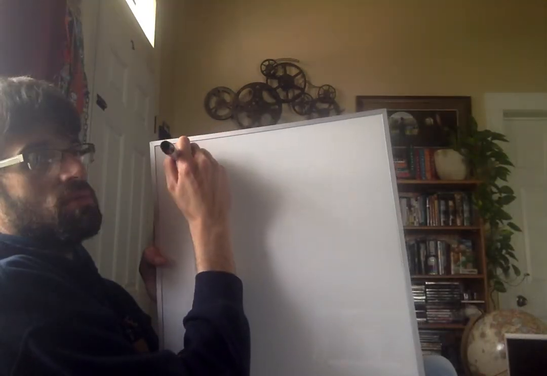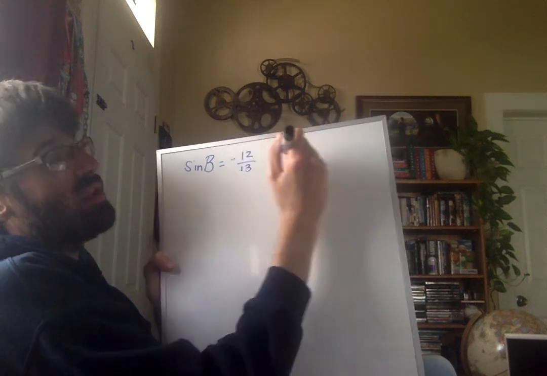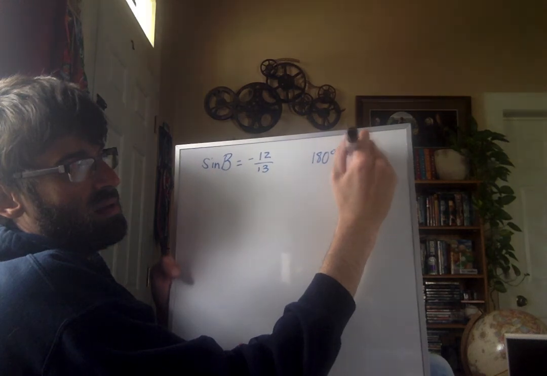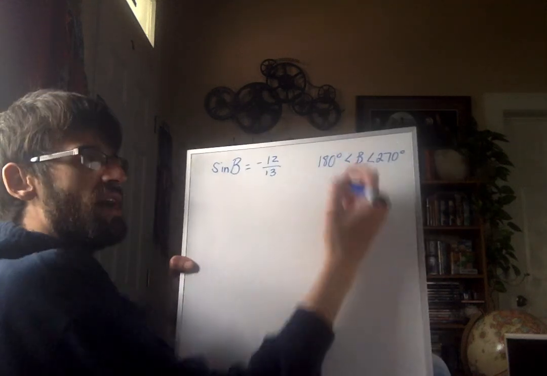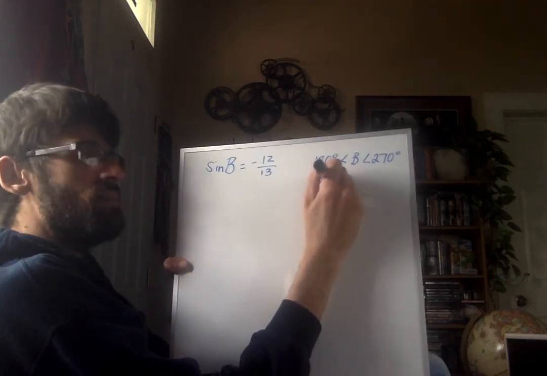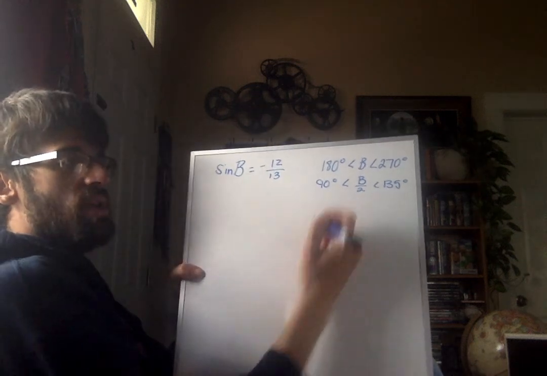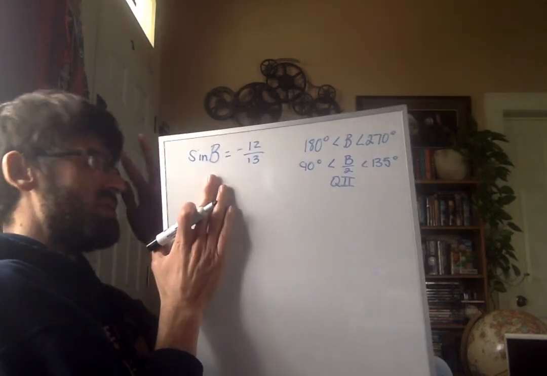Now, the next one is if sine of A equals negative 12/13. Let's go with B. And B is between 180 and 270. Well, when I go to find B over 2, or half that angle, it's going to lie between 90 and 135. So I know this is in quadrant 2. Now, the next thing I know is that the original B was in quadrant 3.